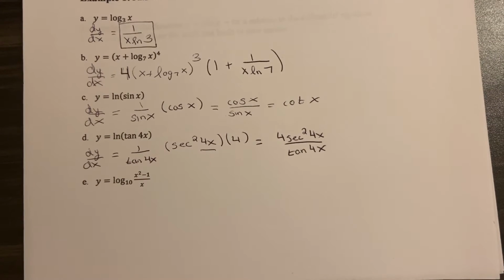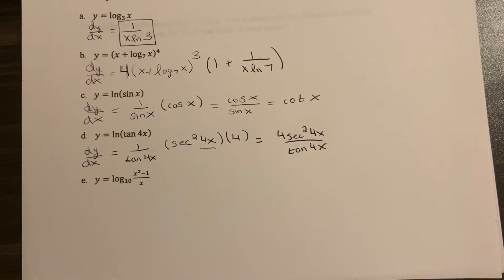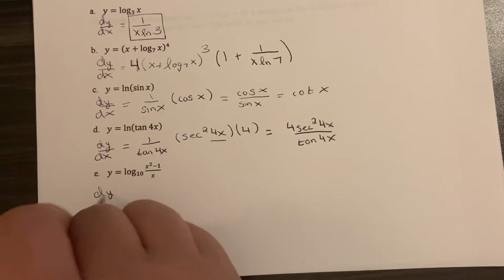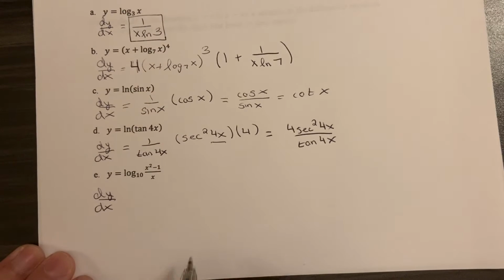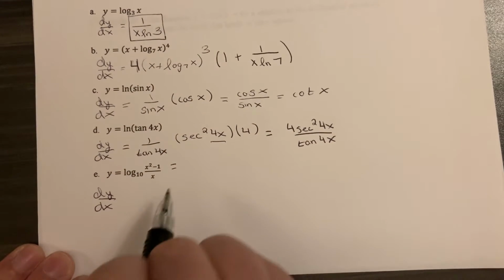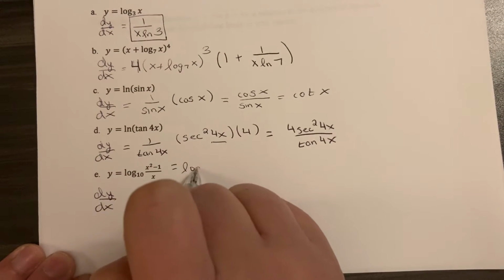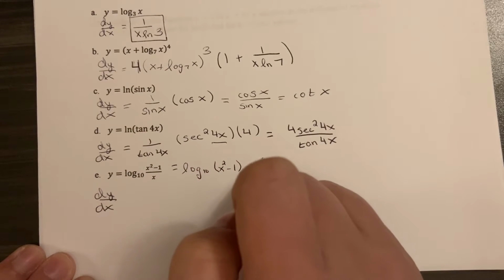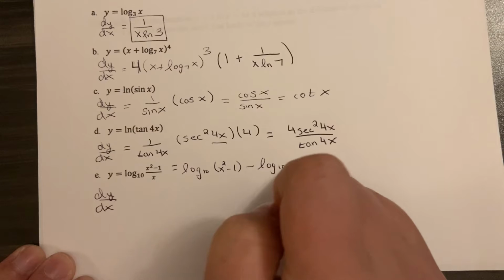Okay. Now the next one, if you guys see a division thing like this, we are actually allowed to use log properties to solve this. So since this is division, I can rewrite it as subtraction. So I'm going to do that before I differentiate. So log base 10 of x squared minus 1 minus log base 10 of x.